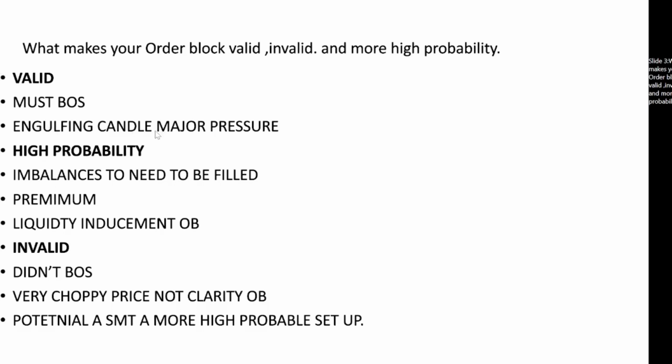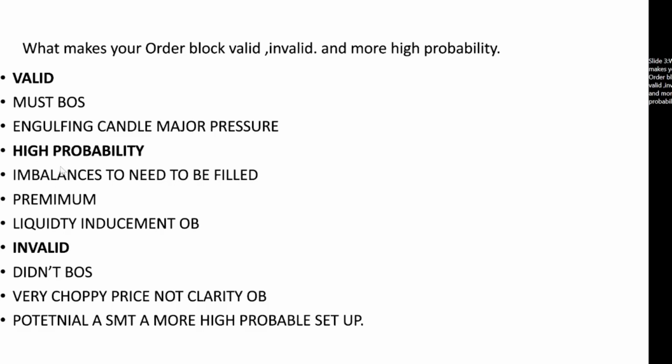For example, when the market leaves that level with a big volume, that increases the validity of our order block. The next one is high probability, as well as major pressure. Major pressure potentially shows that not all orders were filled, and therefore price may come back up and fill more orders.